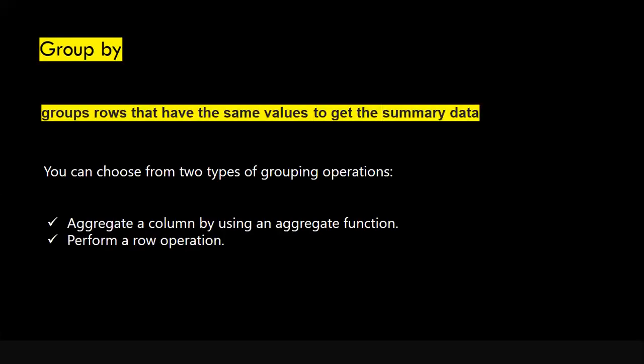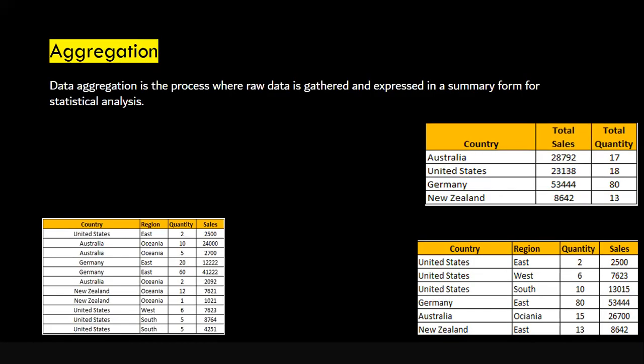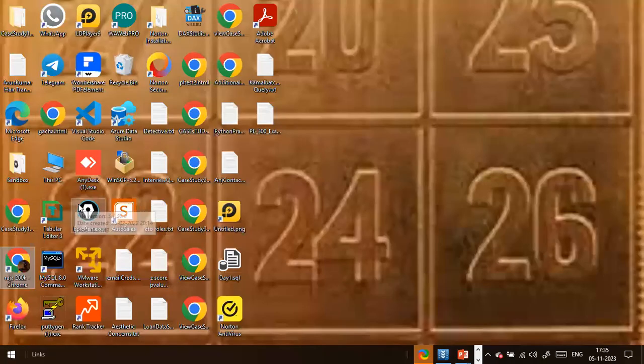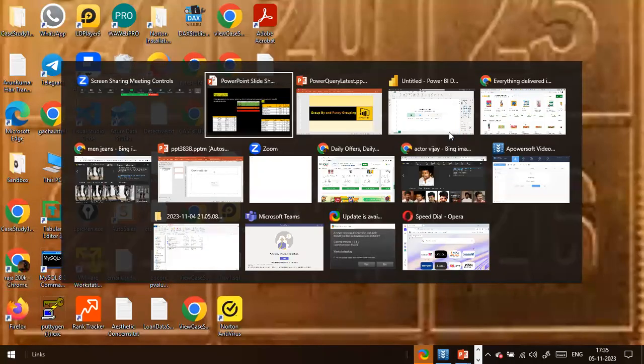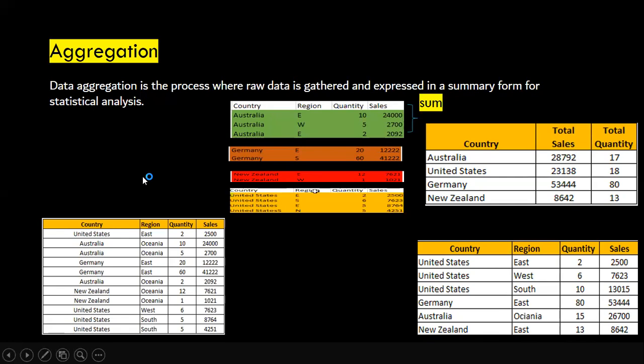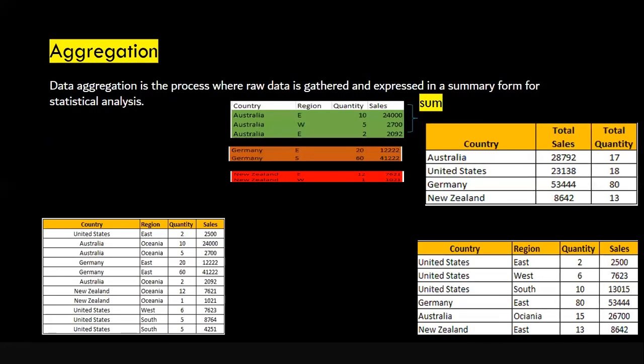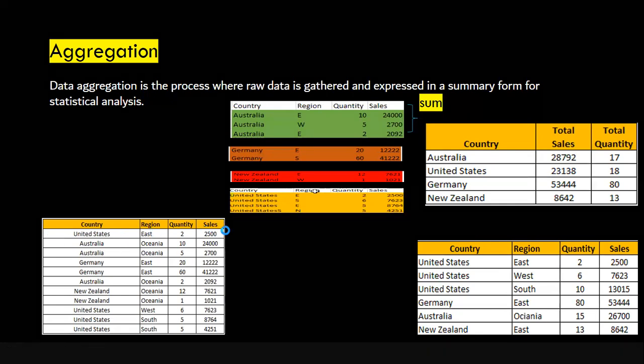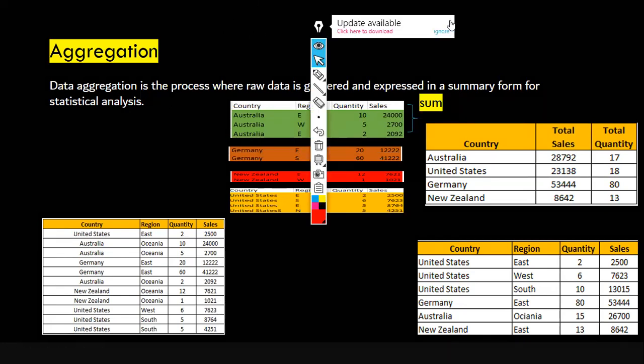For example, you have something like this data set. So this is the data set given to you, with the country, region, quantity, and sales. This is the data set given to you, and you need to do group by based on the country.